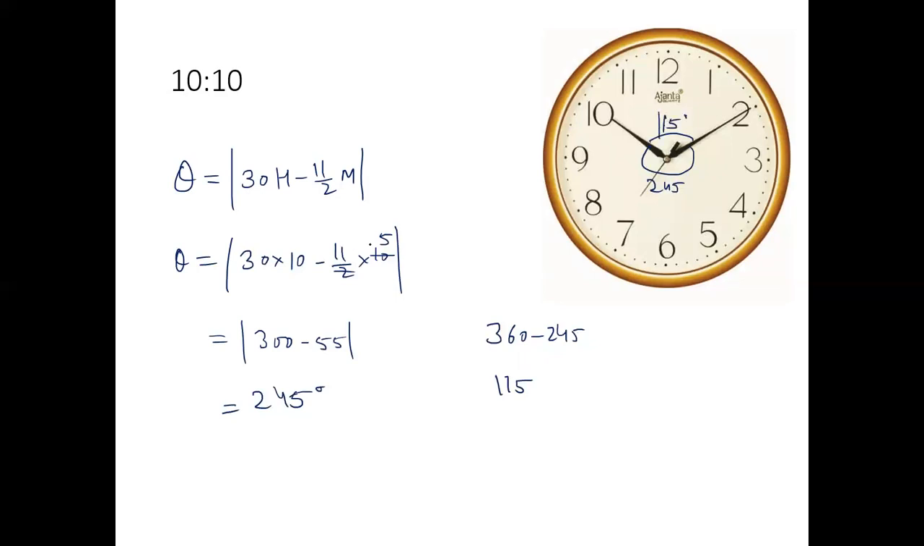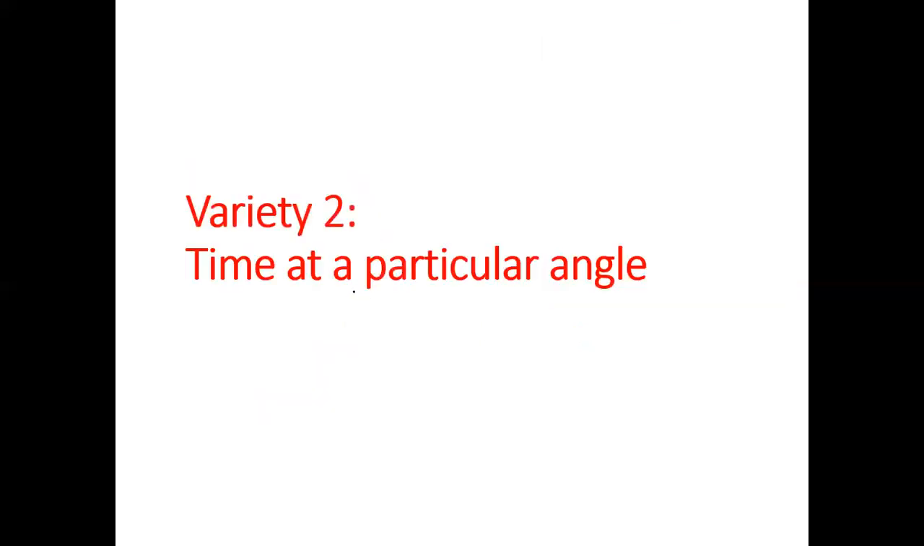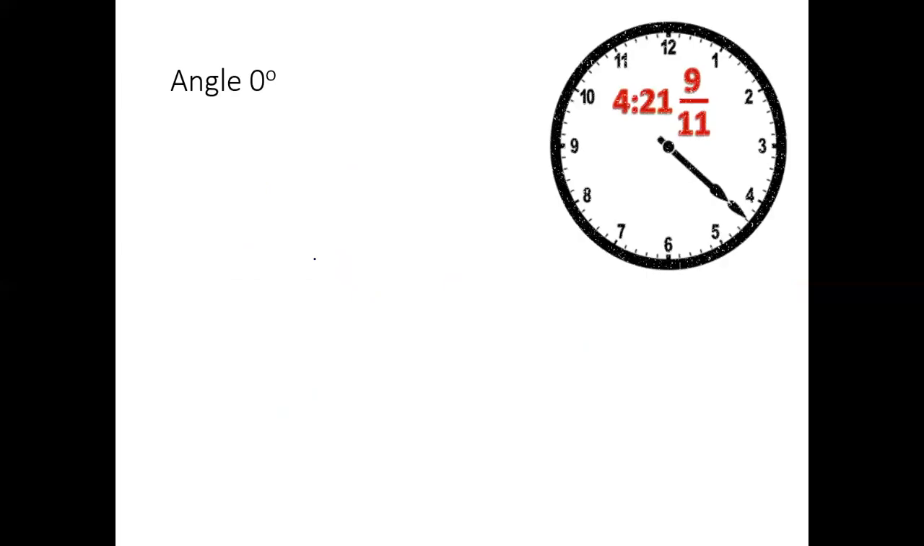This is the first variety of question in clock. Now let's see the other variety, variety number 2. If we know the angle, what will be the time at a particular angle? For example, between 4 and 5, what will be the time? It is written here, but let's see how we can calculate this. The question is, between 4 and 5, when do the two hands of the clock overlap each other? That is, the angle between them is 0. Let's apply the formula. Theta is equal to 30h minus 11 by 2m.